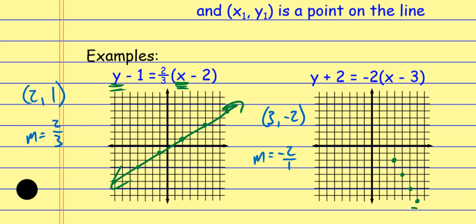Well, if I wanted to go the other way, it would be back 1, up 2, back 1, up 2. And so I could continue the pattern going the other way if I wanted to plot some more points. And there it is. Okay?